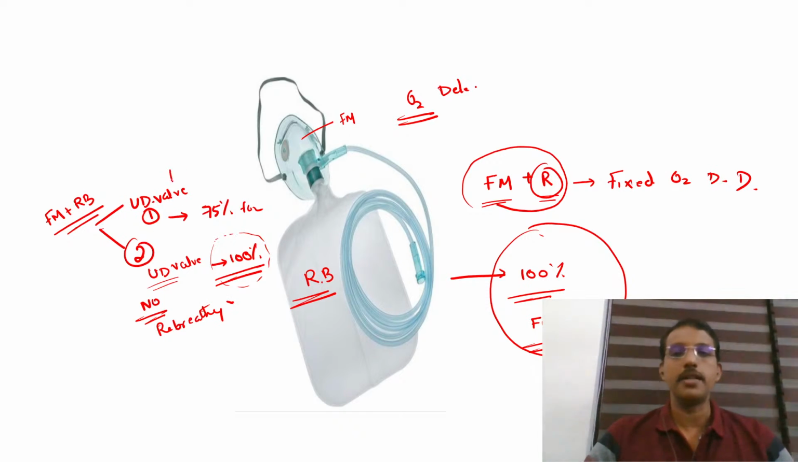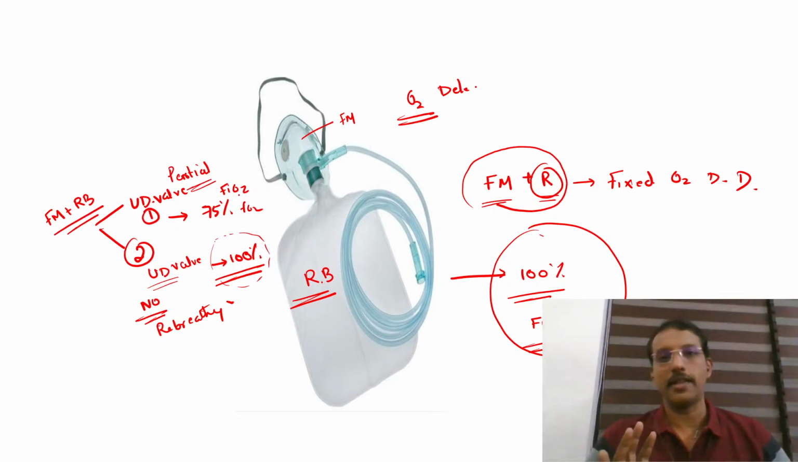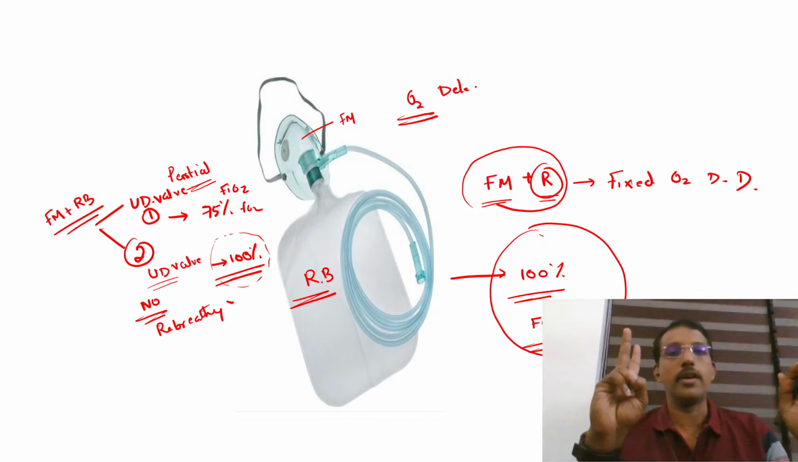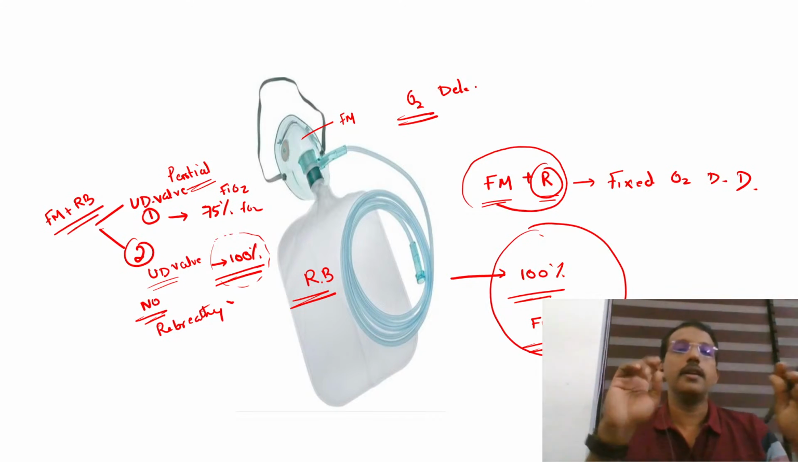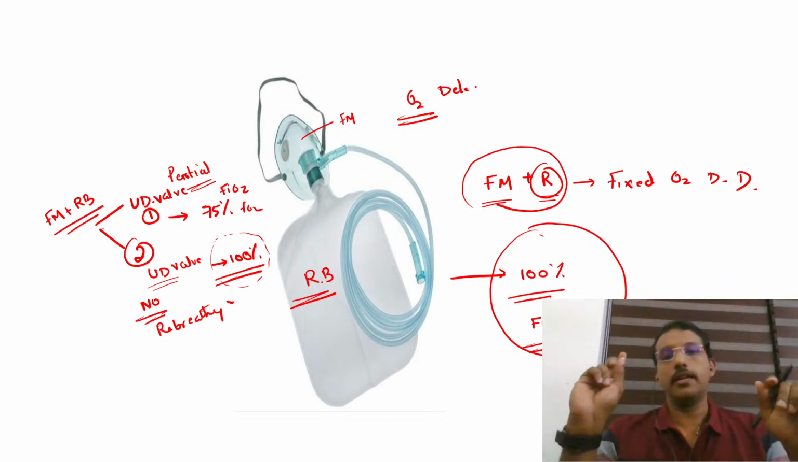Here there is a partial rebreathing. That is why the FiO2 has fallen down to 75%. I hope the point is clear. So remember that face mask with reservoir can give 100%. If there is only one unidirectional valve, it can give only 75%. Two unidirectional valves, it can give 100%.